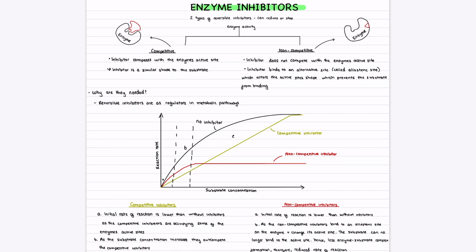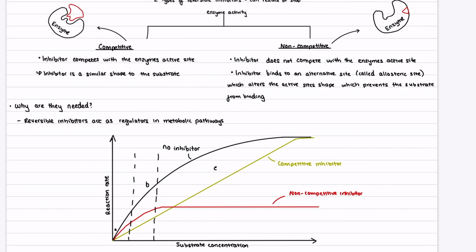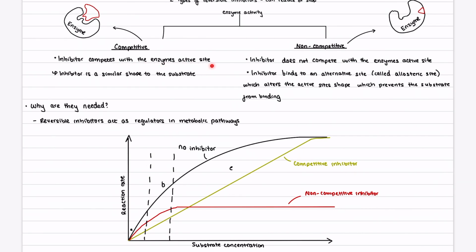There are two types of reversible inhibitors that you need to be aware of: competitive and non-competitive inhibitors. These inhibitors prevent substrates from binding, therefore less enzyme substrate complexes can form, hence the amount of enzyme activity is reduced or stopped. Competitive inhibitors compete with enzyme active sites, as the inhibitor has a similar shape to the substrate. As the inhibitor is directly blocking the active site, it is competing with the substrate for the active site.